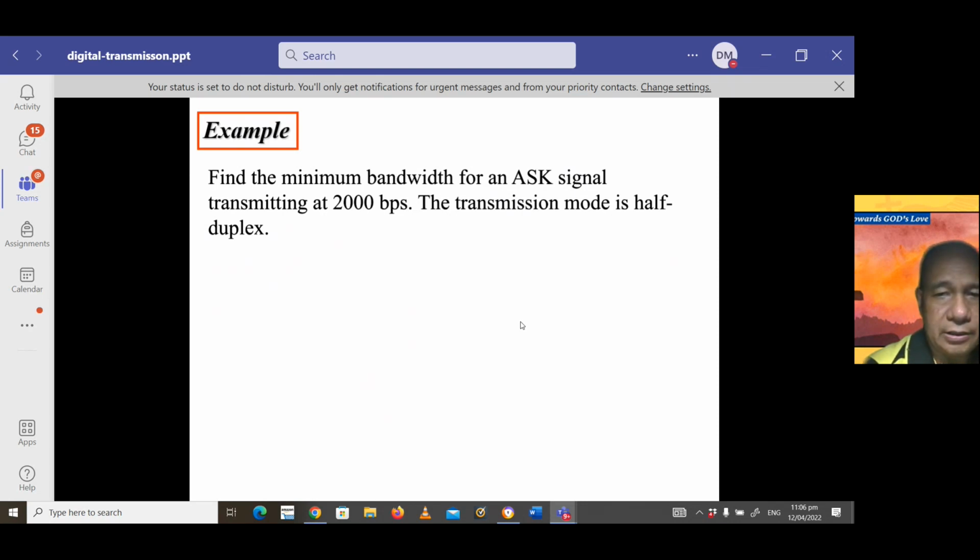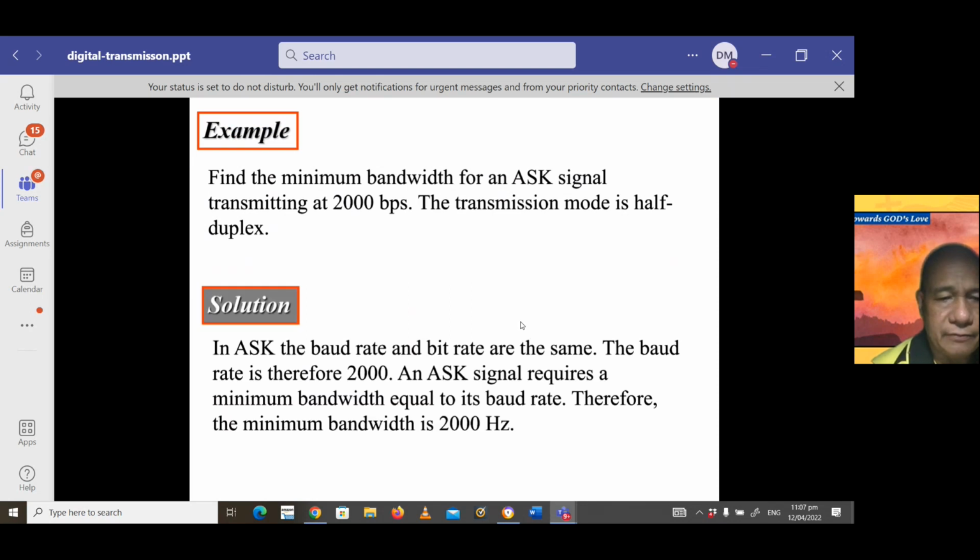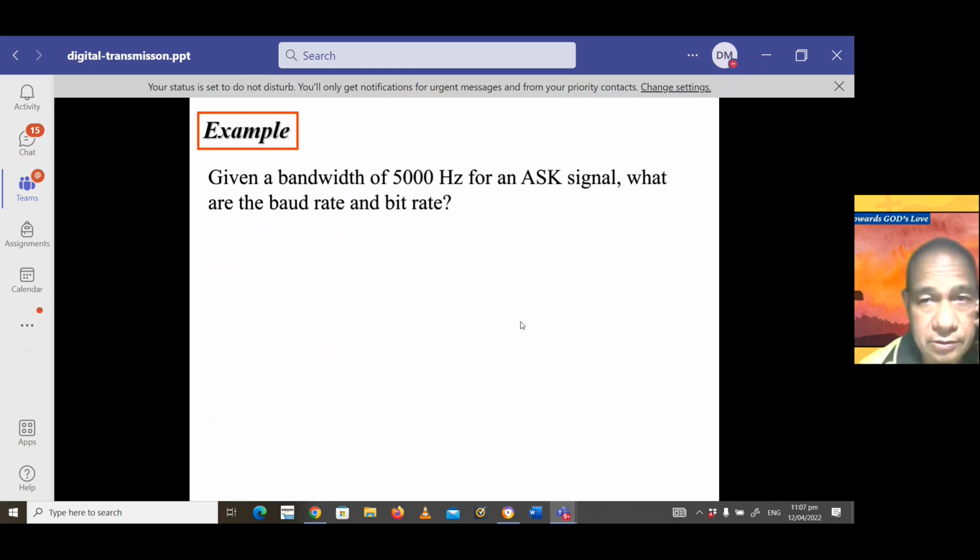Find the minimum bandwidth of an ASK signal at 2000 bps. The transmission mode is half duplex. So if it's half duplex, the minimum bandwidth is 2000 hertz, as we defined before. In ASK, the baud rate and the bit rate are the same. An ASK signal requires a minimum bandwidth equal to its baud rate. Therefore, it's 2000.